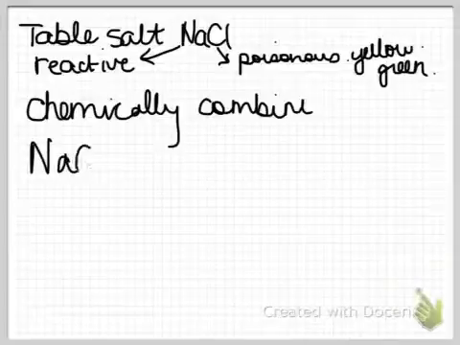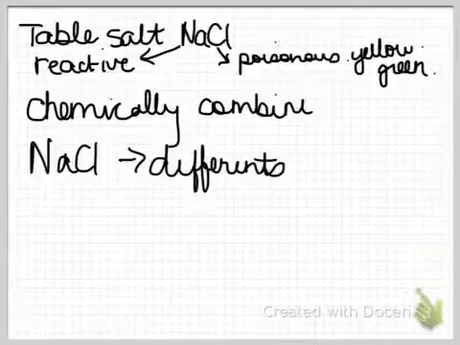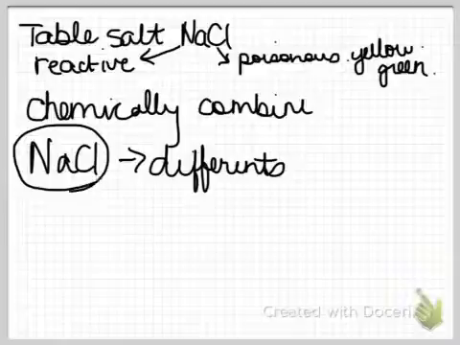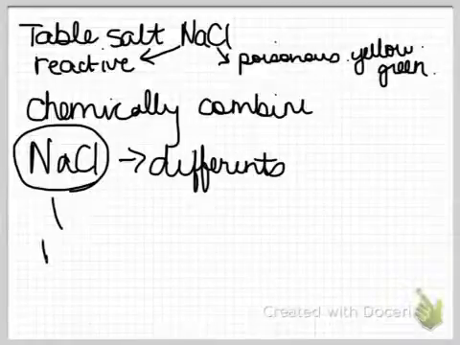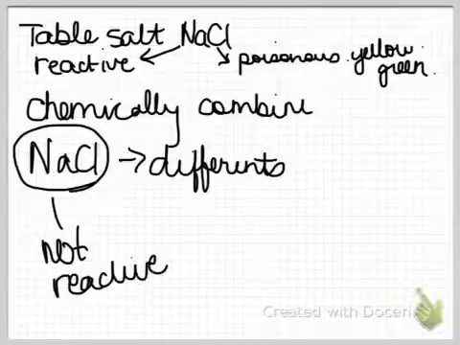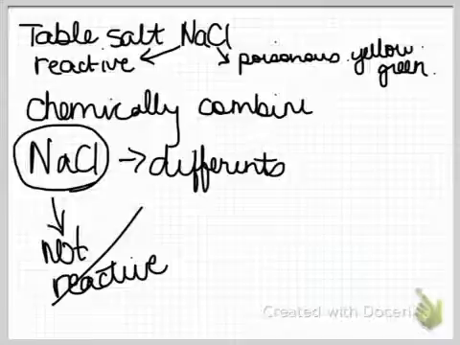When NaCl is produced, these properties are very different than the elements themselves. It's the table salt that we know of. We know table salt is not reactive. And we know it is not poisonous or yellow or green, right? So as it goes through this chemical change, the properties completely change.